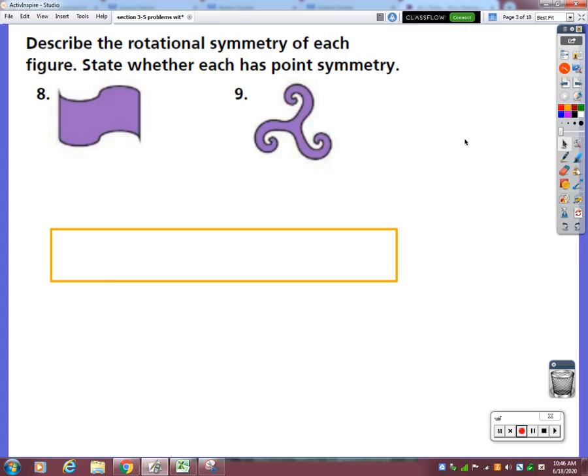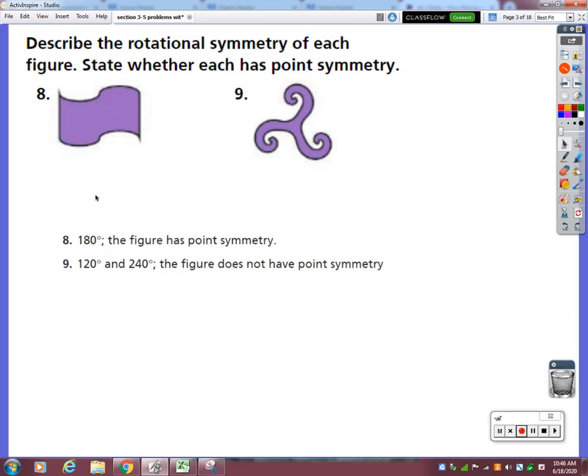All right, the rotational symmetry of each figure and whether it has point symmetry. So this one, you could go 180 degrees and it would be flipped upside down, but it would still look the same. So that would be point symmetry. This one, though, you would have to go 120 or 240. And since 180 degrees doesn't work, it does not have point symmetry.